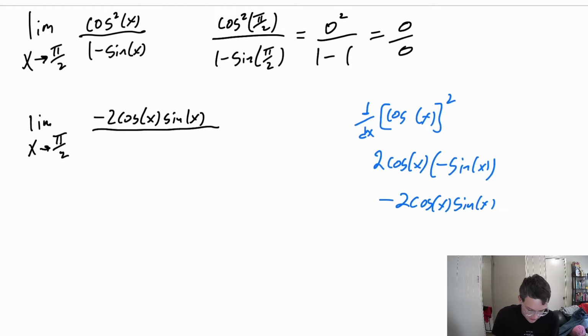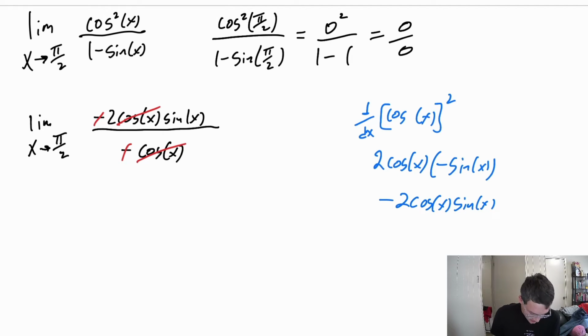So that's our top. And then what's the derivative of this bottom? 1 minus sine x. When we take the derivative, we're going to get 0 minus cosine x. So I'll just erase this 0 because it doesn't really do anything. And now we get some nice cancellation. The negatives on top and bottom cancel out, the cosine cancels out.